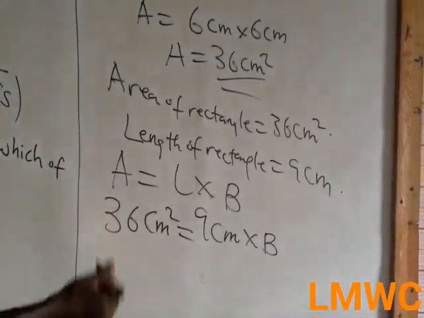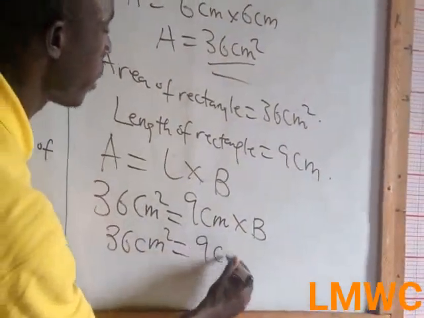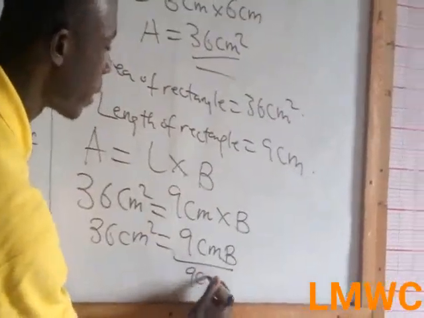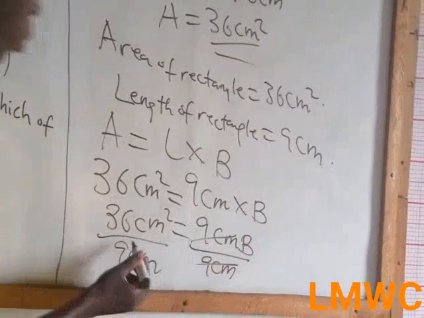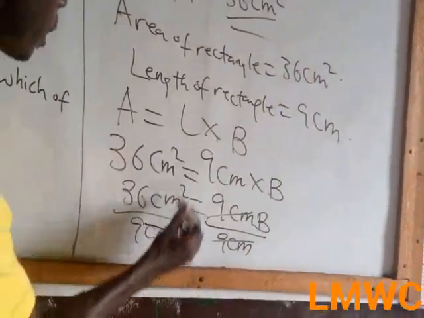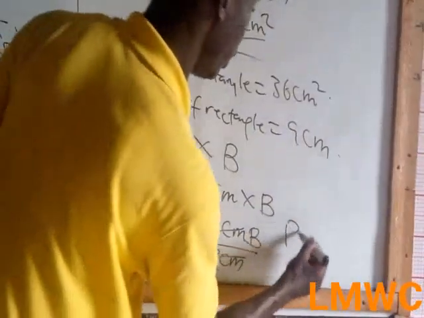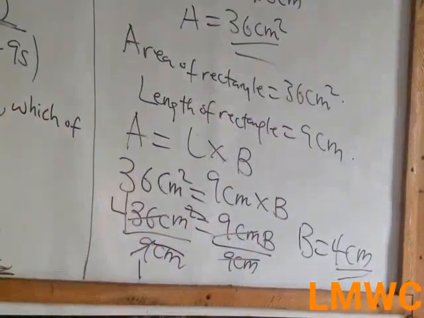Our length is 9 centimeters times what? B. So we have 36 centimeters squared is equal to 9 centimeters times B. We want B, so we divide through by 9 centimeters. This will cancel this. 9 goes into 9 once, and 9 goes into 36 four times. We have B as 4 centimeters. Our breadth is 4 centimeters.